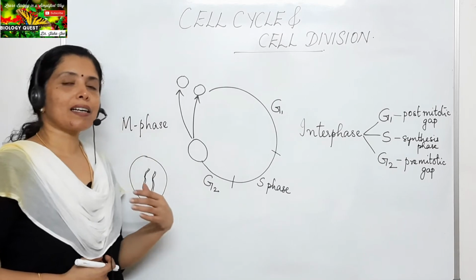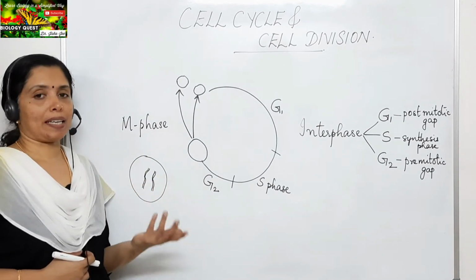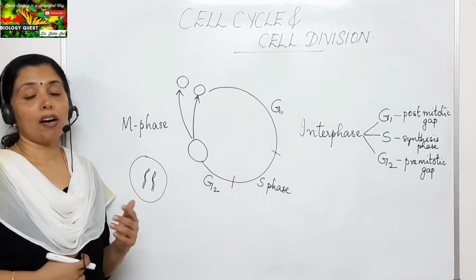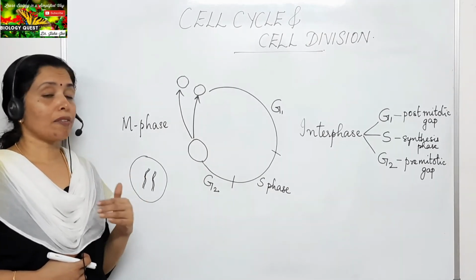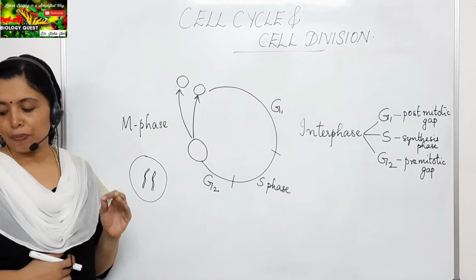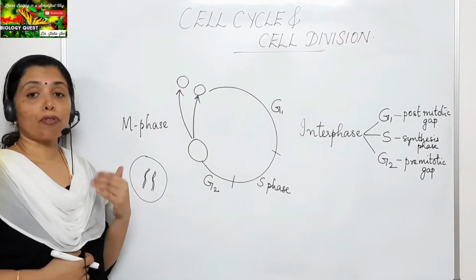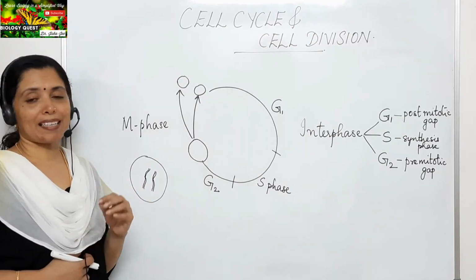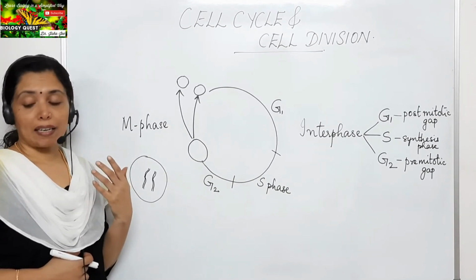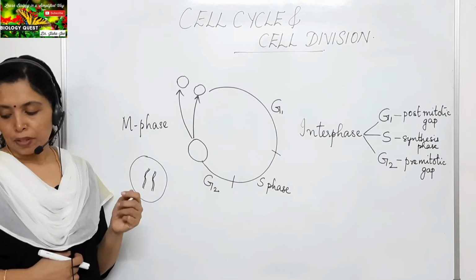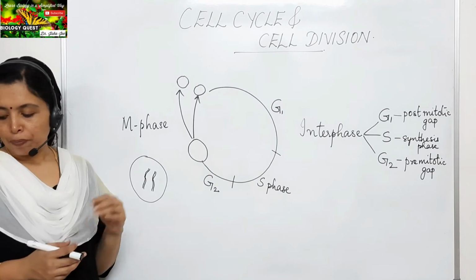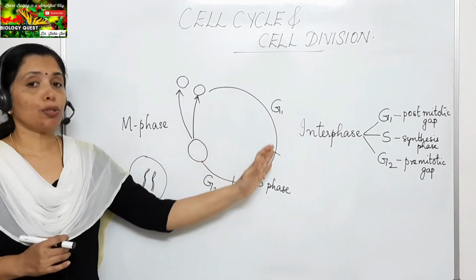Now, the cell cycle in different cells varies. In the case of human cells, the cell cycle occurs every 24 hours, the cell divides. Whereas in the case of yeast cells, the cell cycle occurs every 90 minutes. So the cell cycle of different cells varies. So that is with regard to interphase.